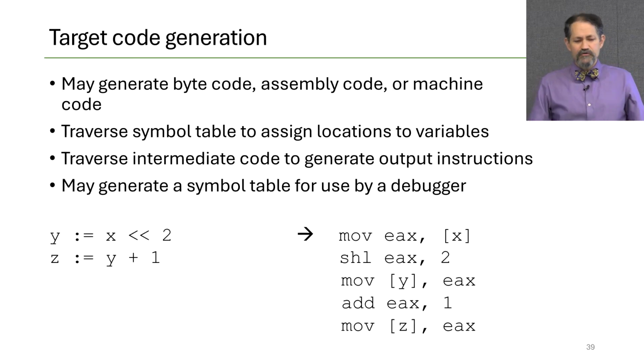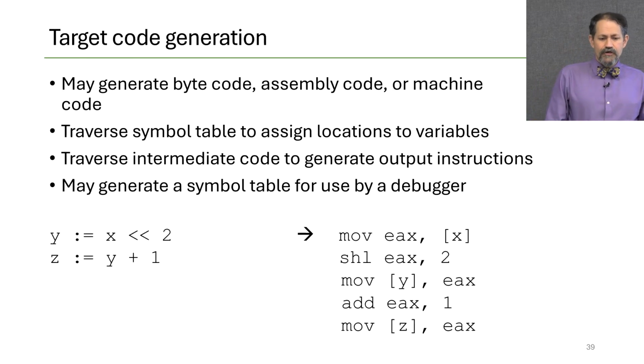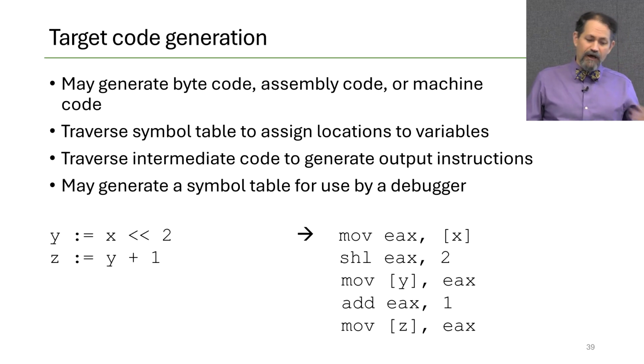After code improvement, we might do target code generation. So the target code could be different things, right? It could be bytecode in Java, it could be assembly code, which is a readable version of machine code, or it could be the binary machine code itself.